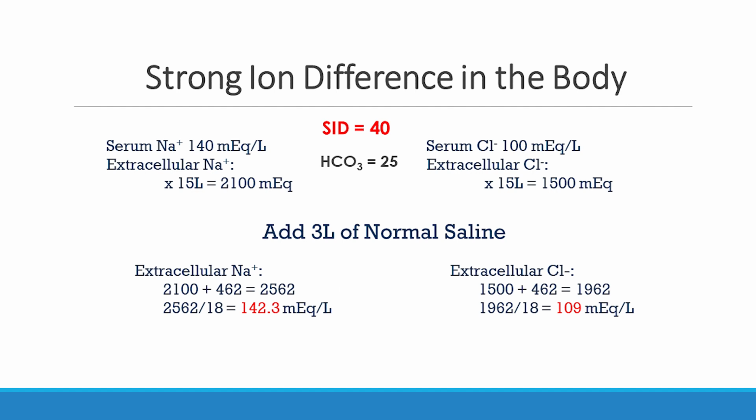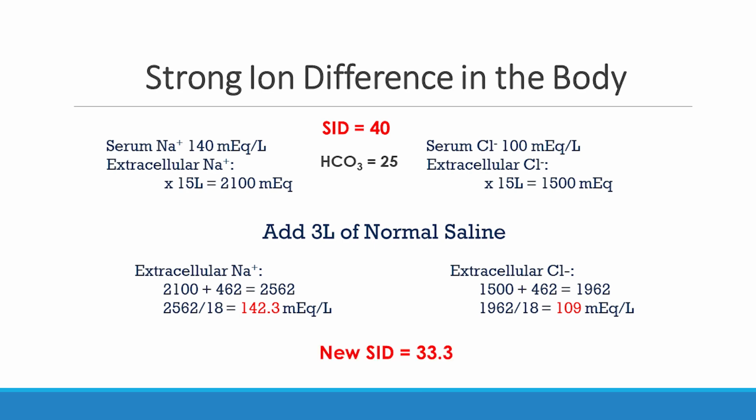Now we added 462 of sodium and 462 of chloride, and now we're up to 18 liters of extracellular fluid. If we divide that out, our sodium goes from 140 to 142, not a big change. But our chloride goes from 100 to 109. So it goes up by 9 versus 2 because it has such high chloride in normal saline.